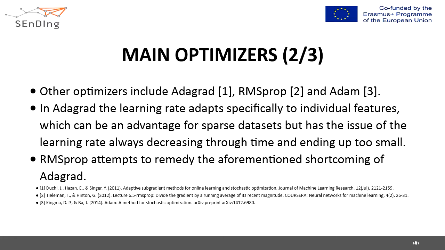Other optimizers include ADAGRAD, RMSprop, and ADAM. In ADAGRAD, the learning rate adapts specifically to individual features, which can be an advantage for sparse datasets but has the issue of the learning rate always decreasing through time and ending up too small. RMSprop attempts to remedy the aforementioned shortcoming of ADAGRAD.